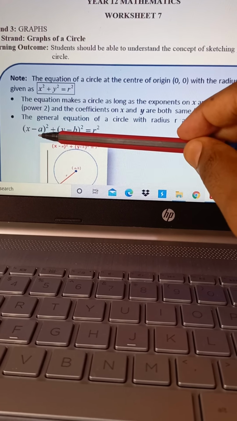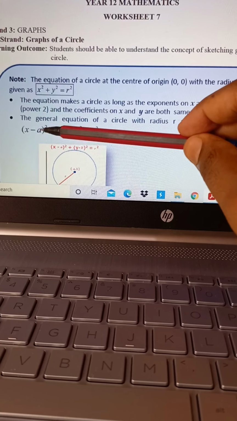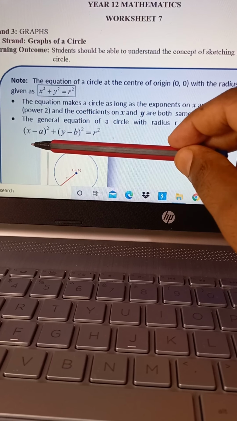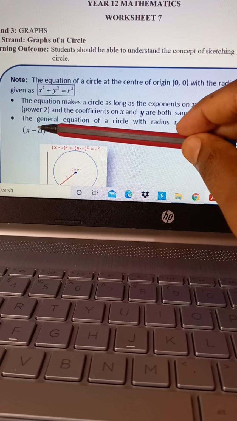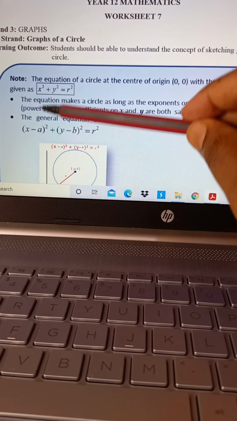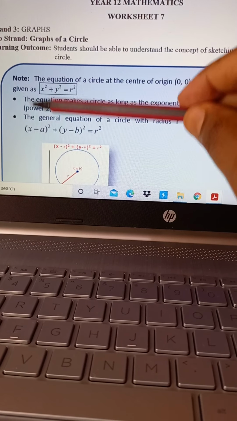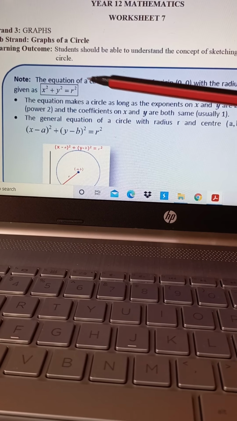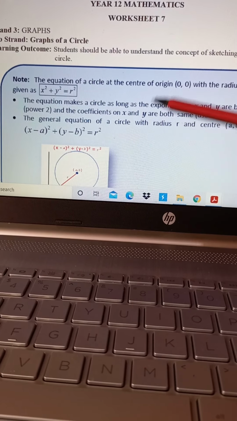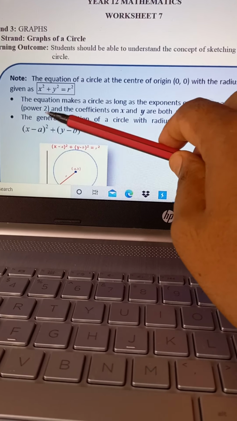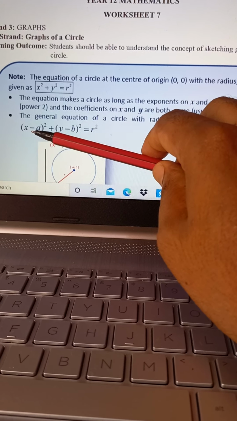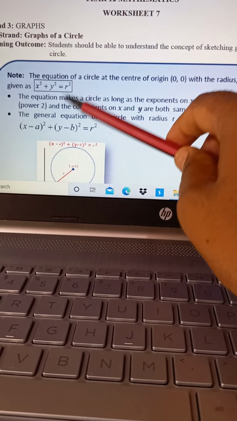Okay, as we have been doing previously, for a number associated with x, we always change the sign. So if it is x minus 2, the movement is 2 units in the positive direction. Okay, 2 units right. So if it is a positive a, we go left.